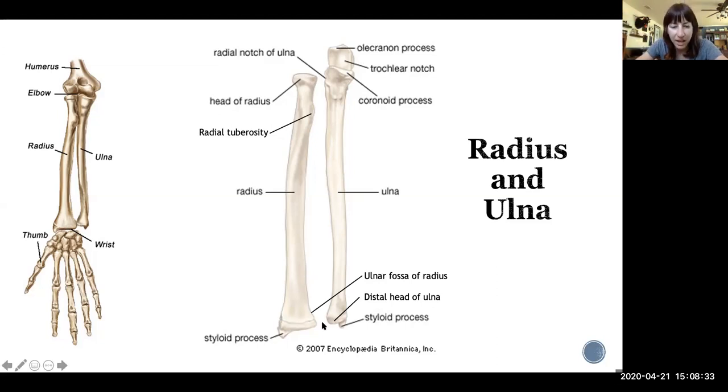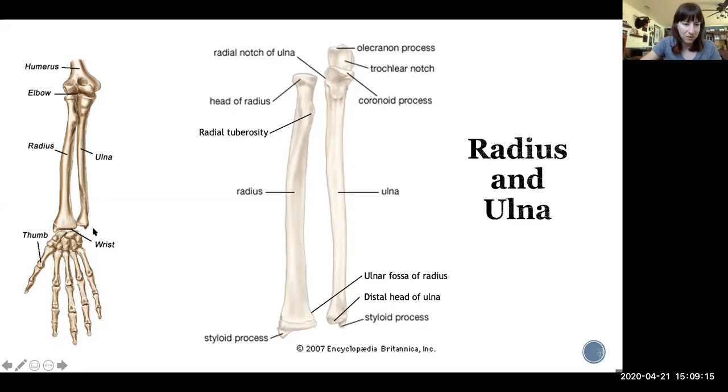And down at the distal end, we've got some fun stuff happening. First, let me point out these styloid processes. A styloid process is like a pointy tooth. Think of a stylus, like a pen, the pointy end of a pen. And you have one on the lateral edges of both of these bones. So think of these as the place where your lower arm bones wrap around your wrist bones.